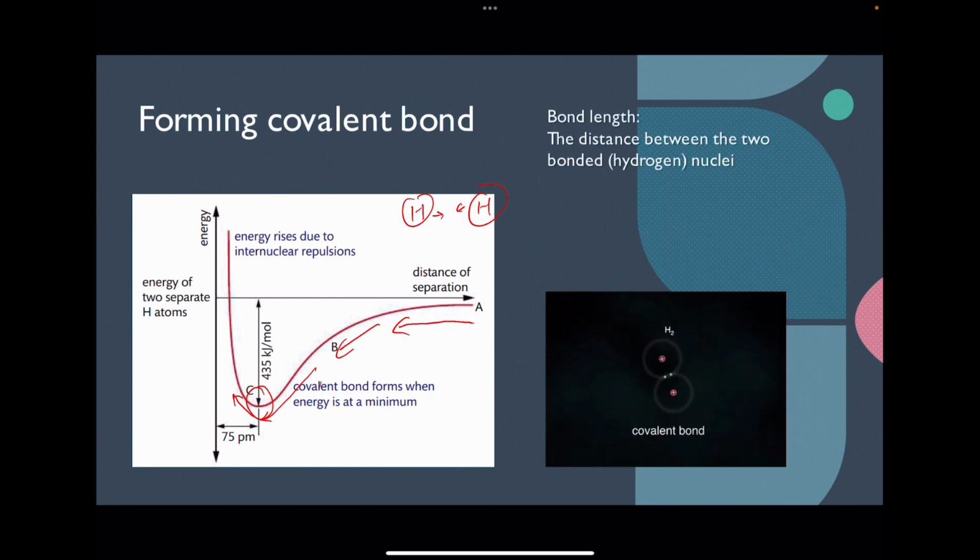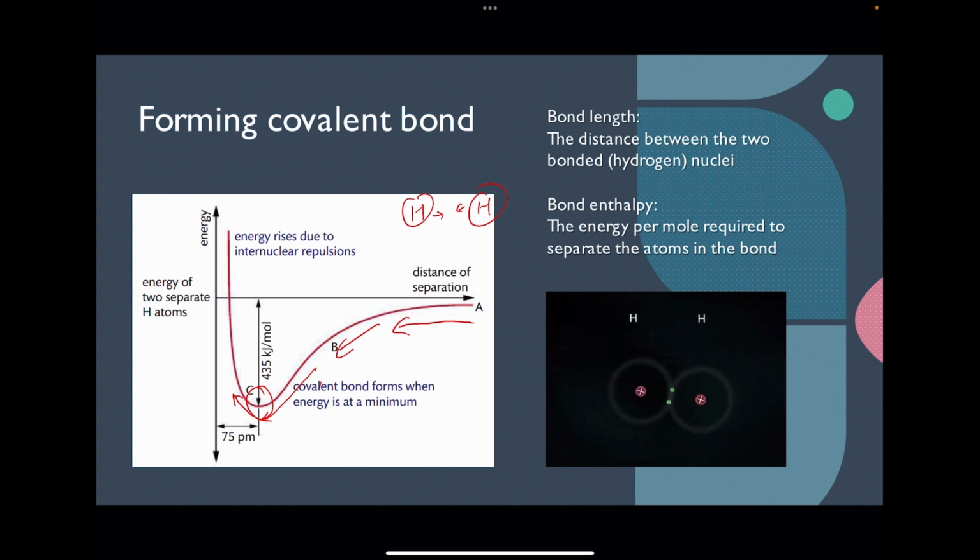So bond length is the distance between two nuclei for covalent bonds, and the energy per mole required to separate the atoms in the bond is therefore known as the bond dissociation enthalpy.